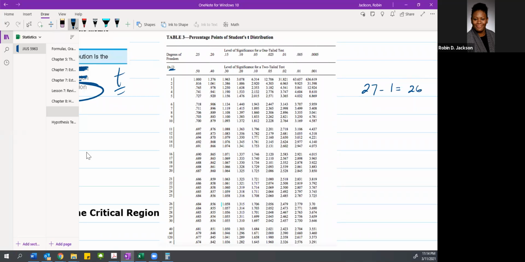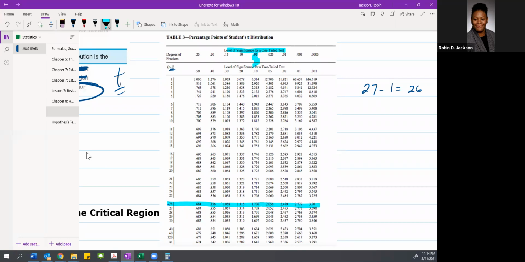All right, so I know that this is where I need to look. I need to look at the row that's 26. So let's go ahead and highlight that row. Okay, there we go. Now I come up to the top of the table, and I said that I am doing a one-tailed test. So I look at this top level. Remember the last time I looked at two-tailed test, but we're doing a one-tailed test now. And it's one-tailed at the 0.05 level.